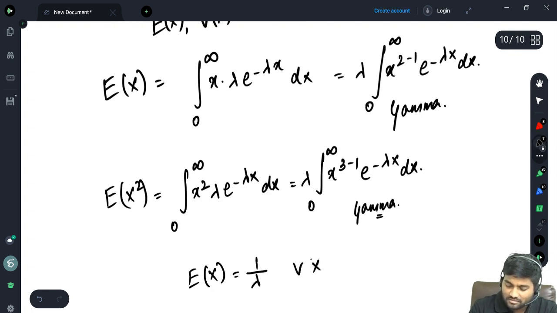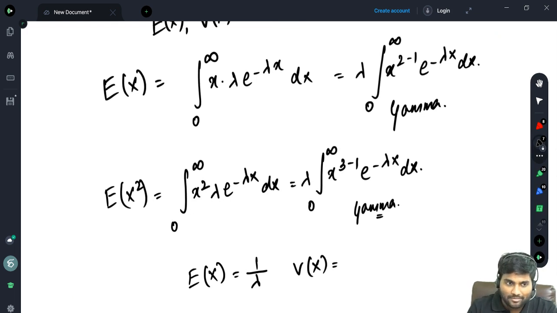And variance? It will not be 2 by lambda square. 1 by lambda square.